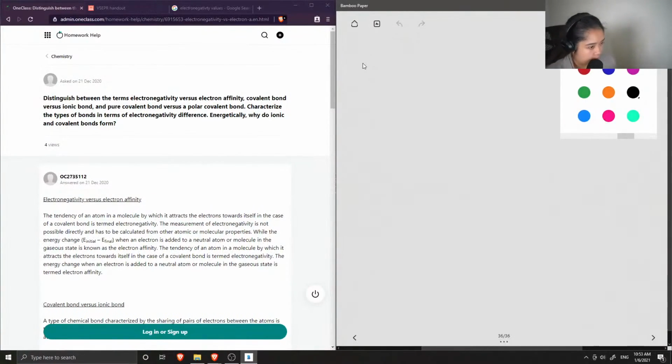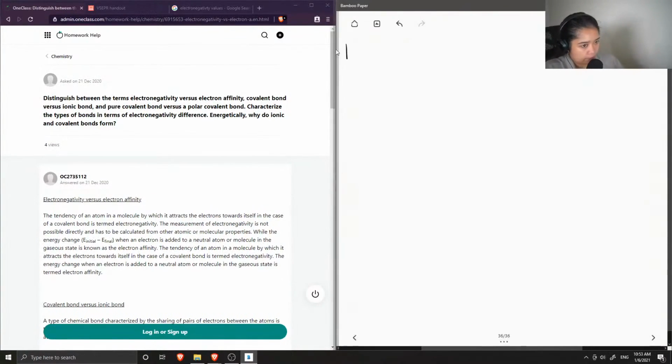Okay, so question number 13. Distinguish between the terms electronegativity versus electron affinity, covalent bond versus ionic bond, pure covalent bond versus polar covalent. Characterize the types of bonds in terms of electronegativity difference, and energetically, why do ionic and covalent bonds form?